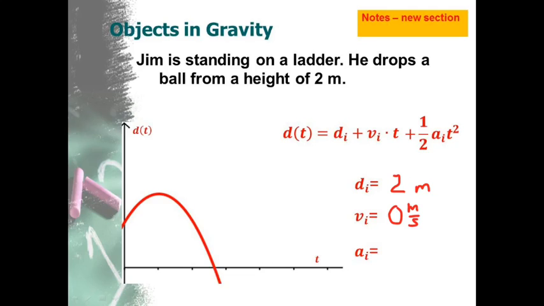Because Jim is dropping the ball, he is not throwing it up and he's not throwing it down. So that velocity is equal to 0. And then the acceleration is the same as the acceleration due to gravity. Very often you'll see this written as small g, and that small g is equal to negative 9.8 meters per second squared. So those are the three constants we want to use in the displacement formula up here. Let's go ahead and use those.